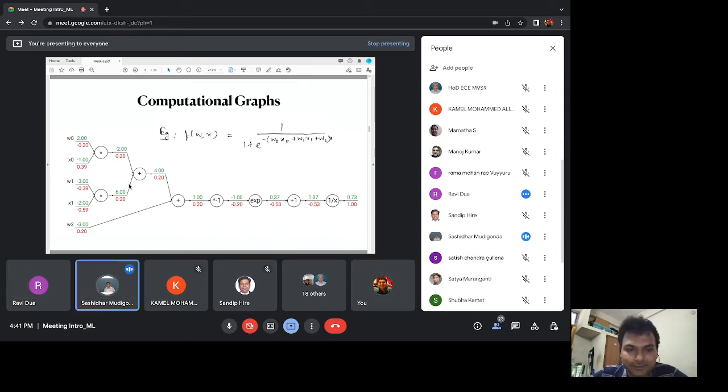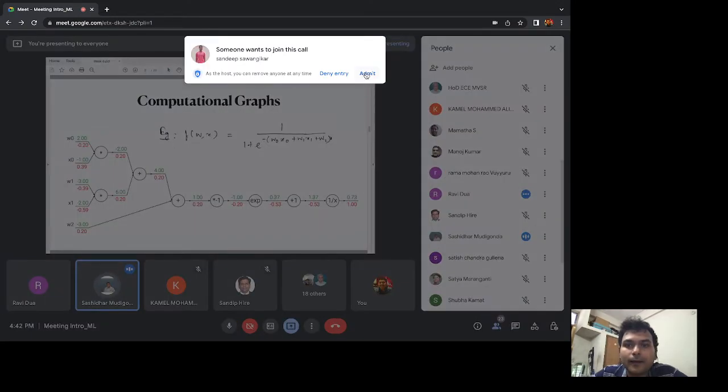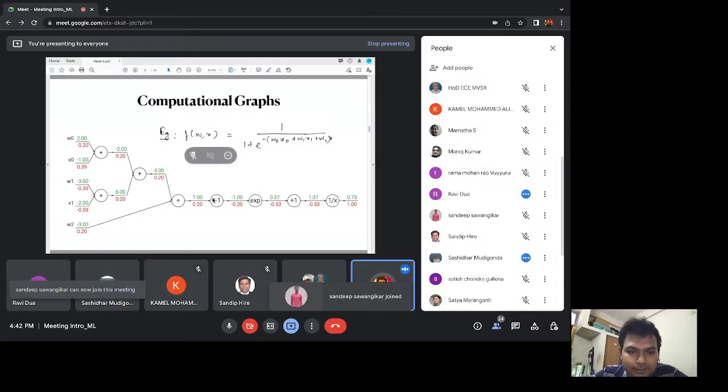Okay. And the other doubt is, how are you getting the minus in the sigmoid function? The e to the power minus, where is this minus represented in this computational graph? You see here, I am doing a multiplication by -1.